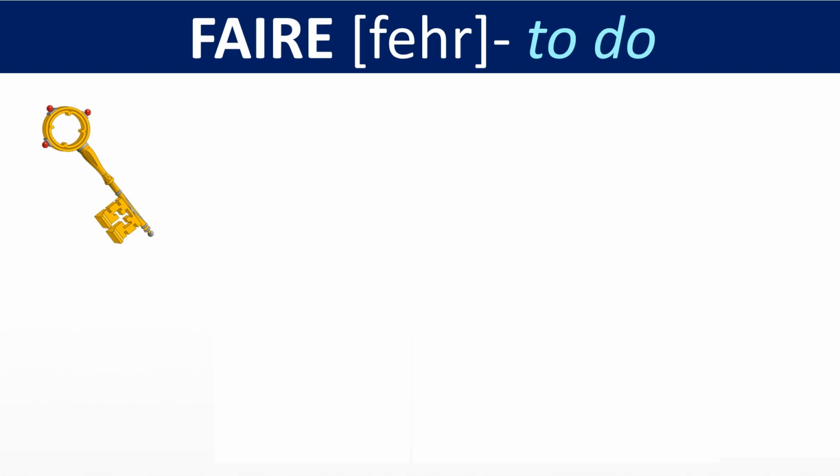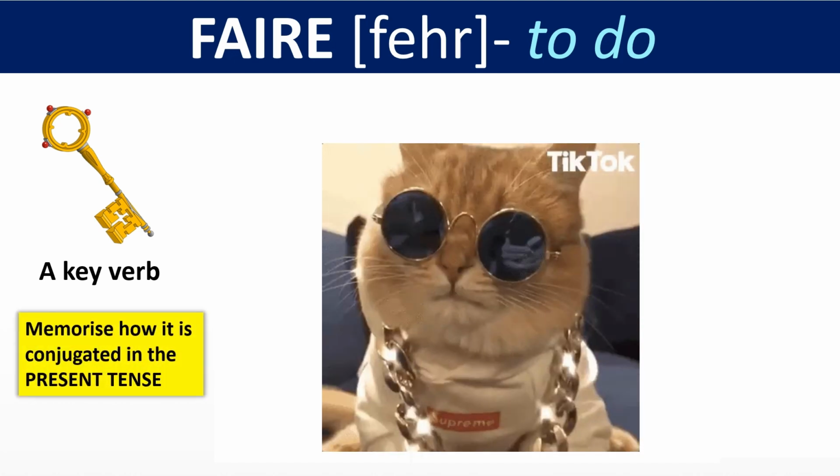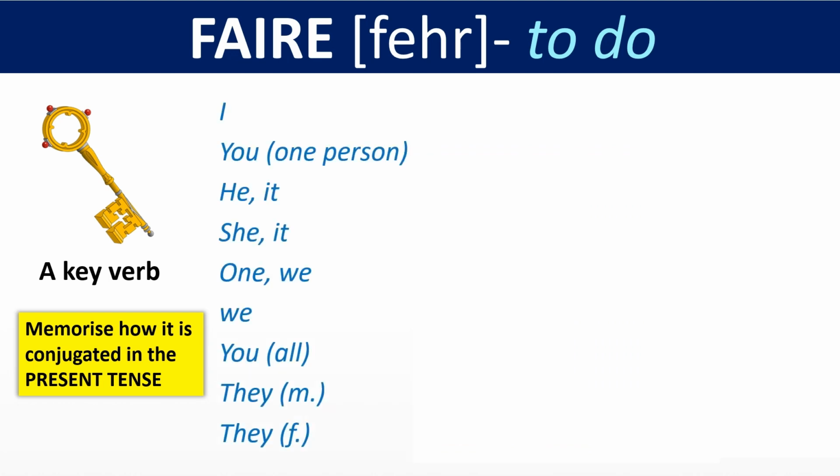The verb faire, like the verb to do in English, is extremely common. Therefore, it's quite useful. In fact, it's very useful to know how to conjugate it in the present tense. For that, you need subject pronouns. Here they are in French. Then we need the correct form of the verb for each of the pronouns. So it goes like this.